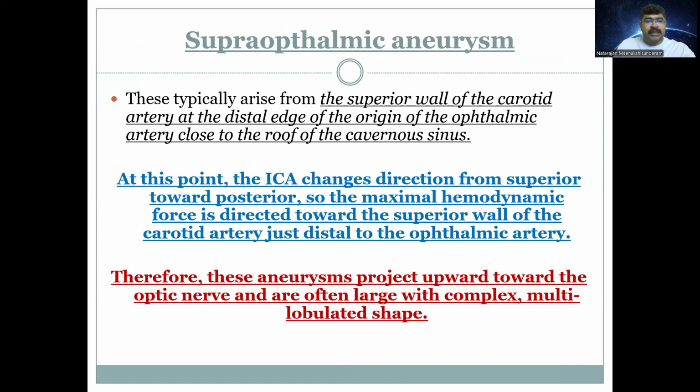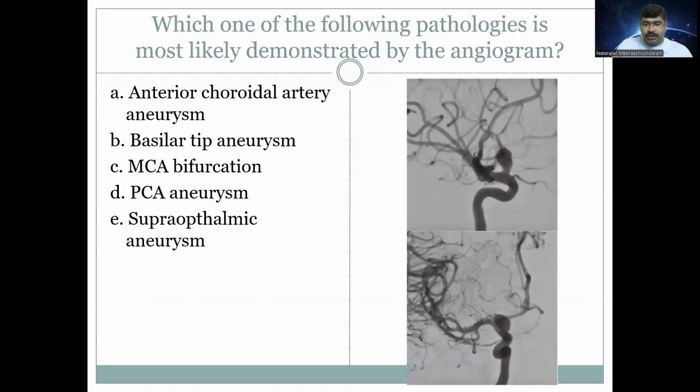aneurysms. These aneurysms typically arise from the superior wall of the carotid artery at the distal edge of the origin of the ophthalmic artery, close to the roof of the cavernous sinus. At this point, the ICA changes direction from superior towards the posterior. So the maximal hemodynamic force is directed towards the superior wall of the carotid artery, just distal to the ophthalmic artery. Therefore, these aneurysms project upward towards the optic nerve and are often large with a complex multilobulated shape. So hope this is clear.